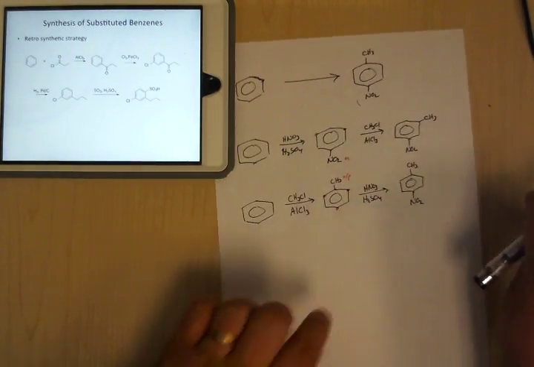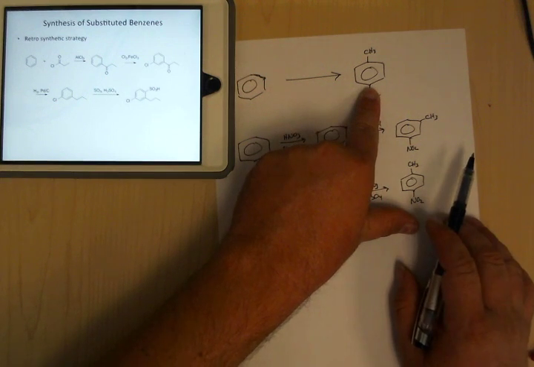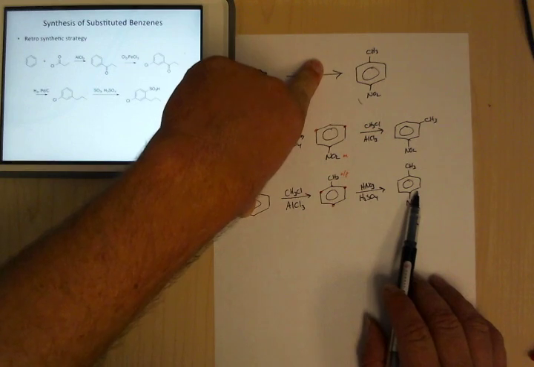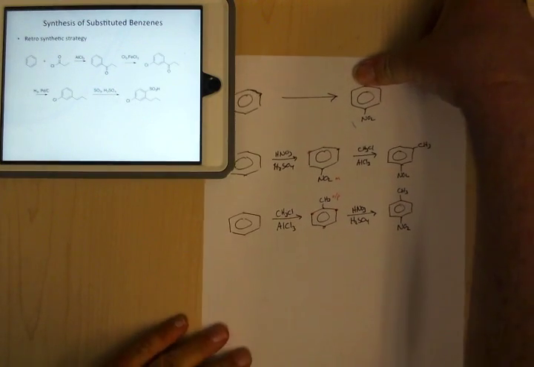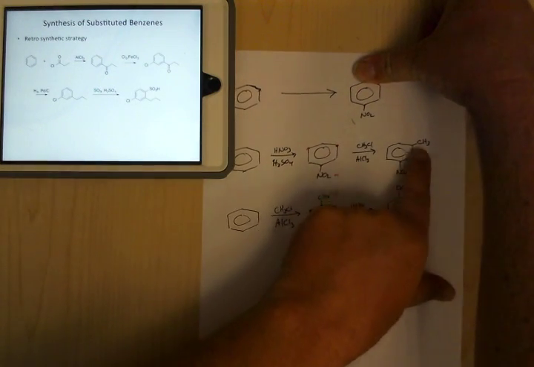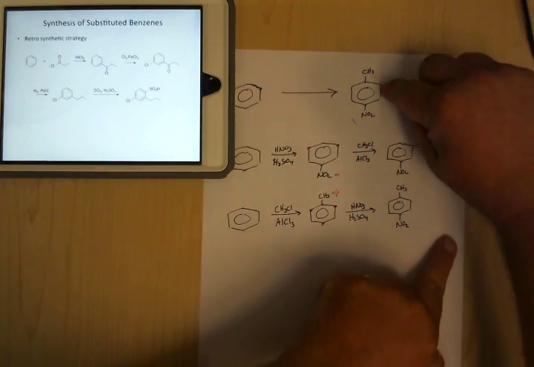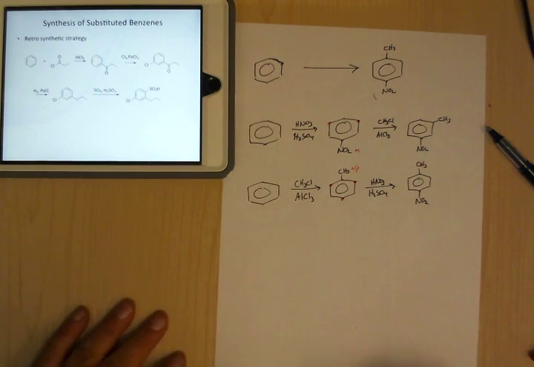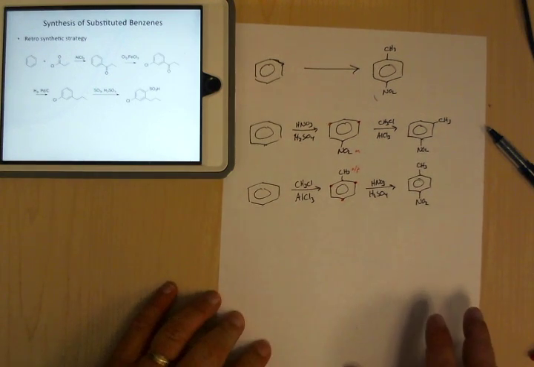So these are the kinds of things. What happens if we start off with that? We get the product that we need. Well, what if we started off instead with the nitro group? Oh no, we're not going to get into the right position because it's going to want to direct here. So you need to be careful about how you put things on. Ortho-para versus meta directing.